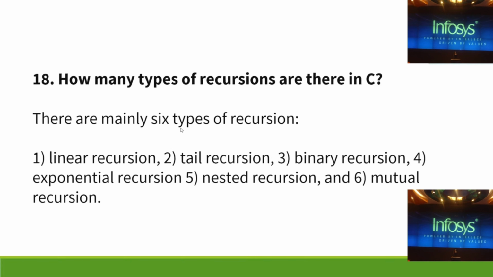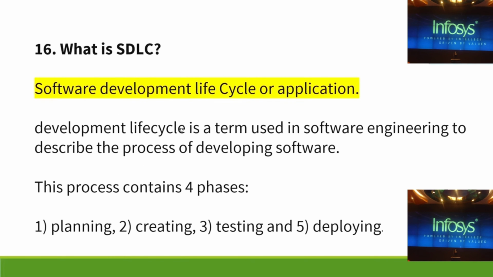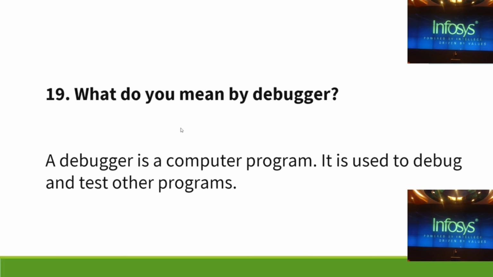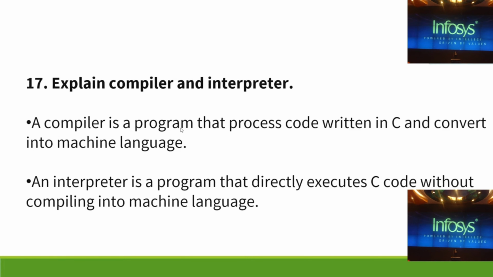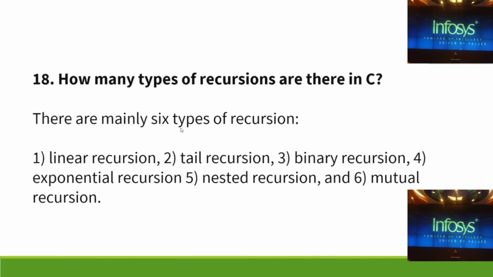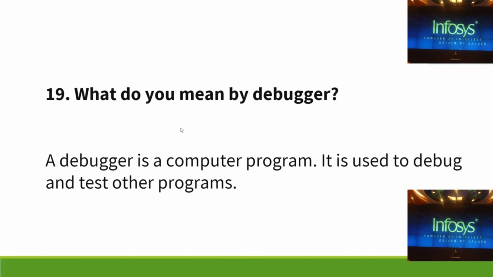So how many types of recursions are there in C? I think we have already seen this. Okay, I think it's already completed. So what do you mean by debugger? A debugger is a computer program. It is used to debug and test other programs. I already told you in the SDLC question, that is the major part, debugger. A debugger is a computer program used to debug and test other programs.